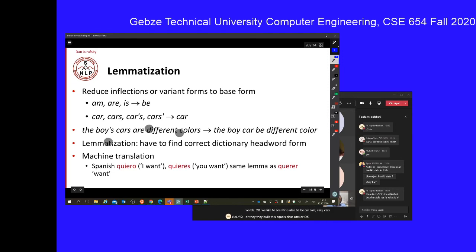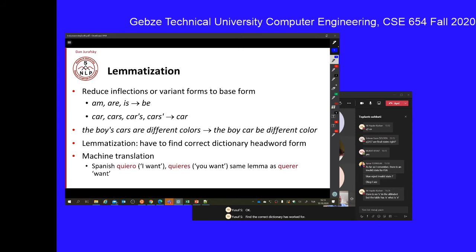If somebody types this for information retrieval, we convert it. "The boy's cars are different colors" becomes "the boy car be a different color." So you are not going to find "cars" or "car's" with the apostrophe in the dictionary. All you're going to find is "car." You are not going to find "are" or "is" in the dictionary. All you find is "be." Lemmatization is to find the correct dictionary head word form.